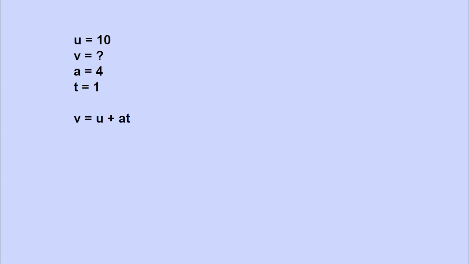Let's take a look at an example. Imagine u equals 10. Imagine we don't know the value of v. Imagine a equals 4 and t equals 1. Let's try and find the value of v. Well, v equals u plus at. So v equals 10 plus 4 times 1. v equals 10 plus 4. v equals 14 meters per second.